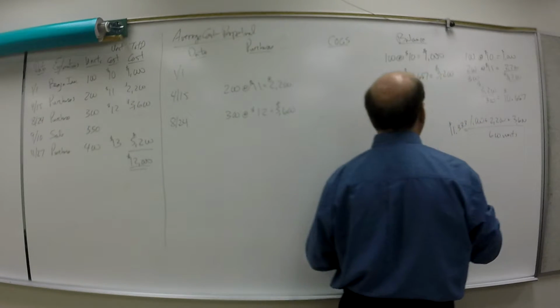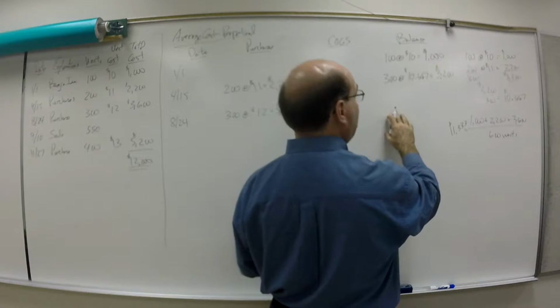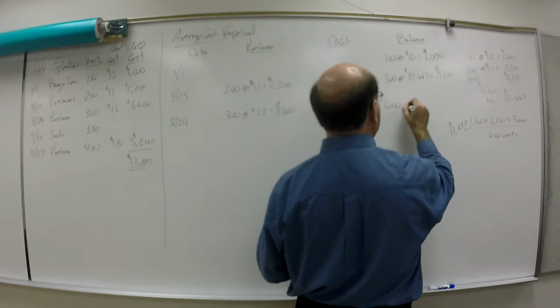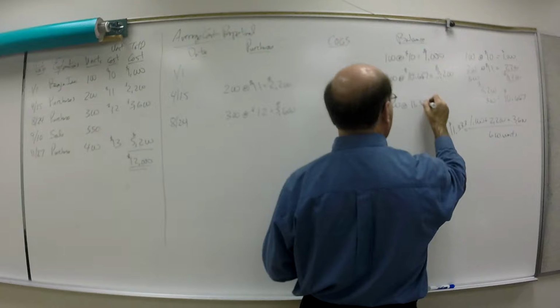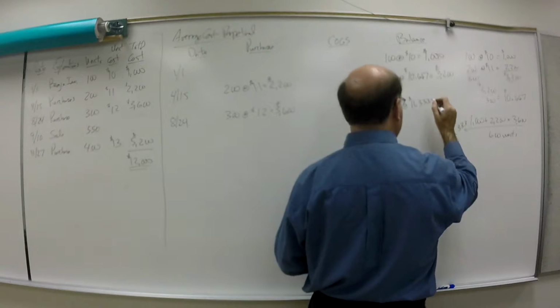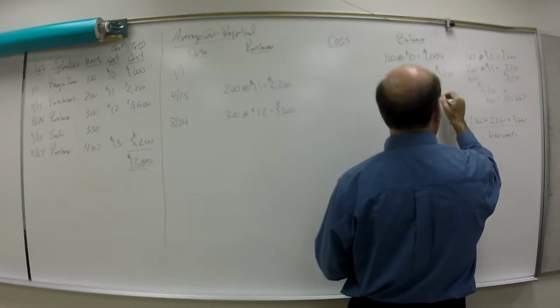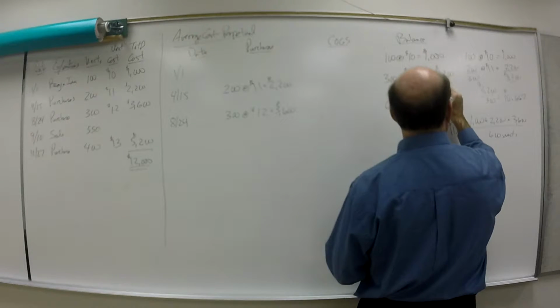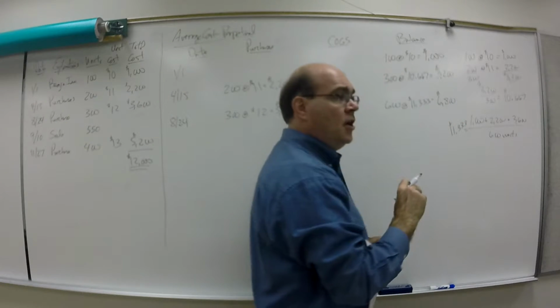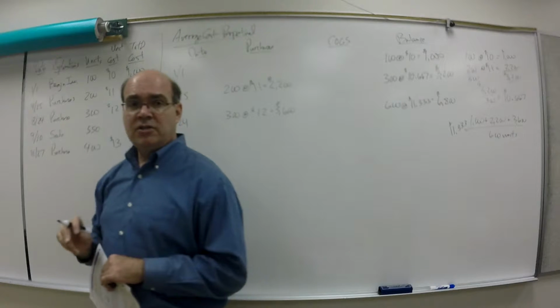11.333. So now when I come up to find my inventory, I'm going to take the 600 units at $11.333, and that's going to give me my new inventory, which is $6,800. But the key is, $11.33 is basically my average.